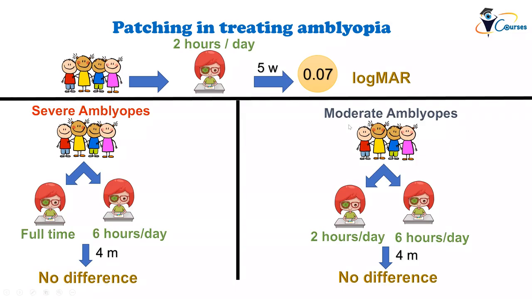On the other hand, the moderate amblyopes: some of the group received 2 hours of occlusion per day, while the others received 6 hours of occlusion per day. After 4 months, again, there was no difference. By this study, we know that the optimum duration for patients who have severe amblyopia will be 6 hours, and for patients with moderate amblyopia, it will be 2 hours per day.